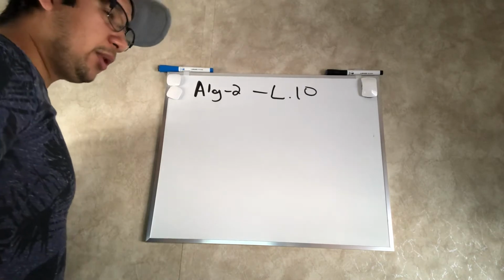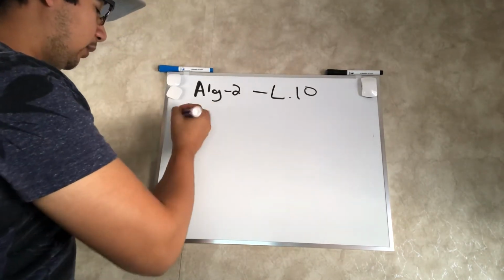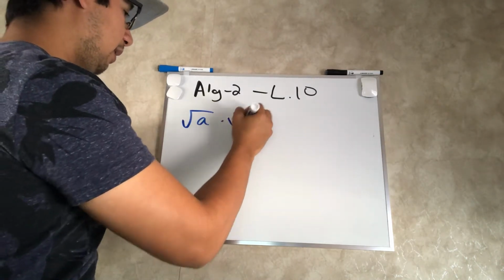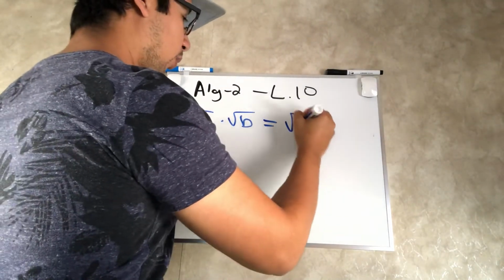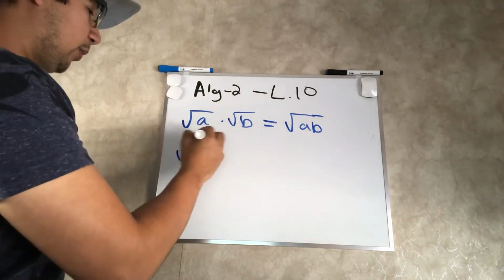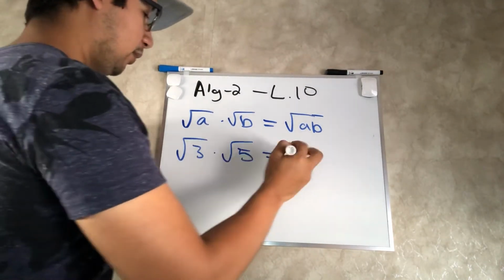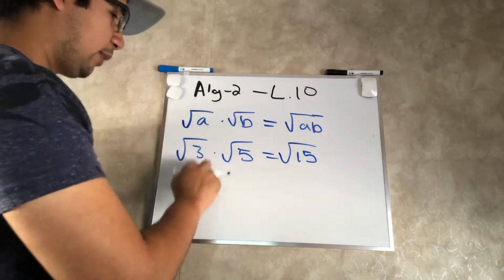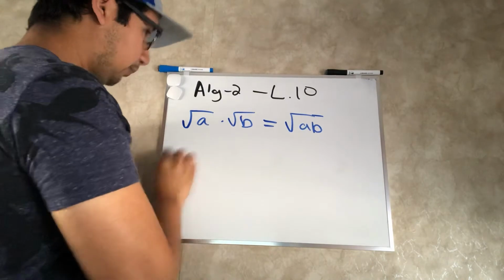The main thing you have to know for this section is if you have two radicals, the square root of a times the square root of b, that gets simplified into the square root of a times b. For example, the square root of 3 times the square root of 5 gets converted into the square root of 15, right? 3 times 5. That's one of the rules you're going to be using.